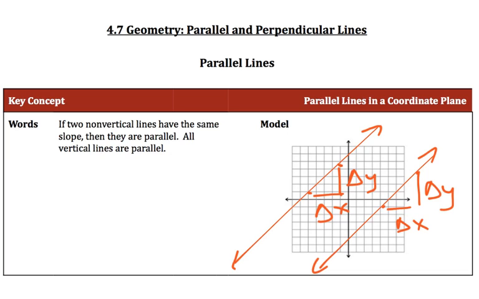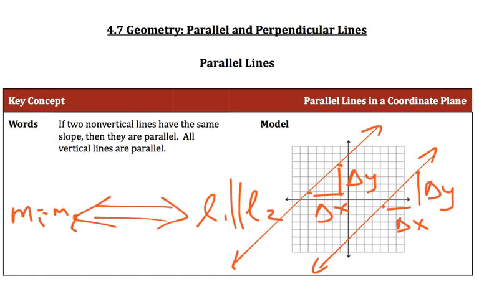And so what this means is, kind of back and forth, either going to the left or going to the right, if I know that I have equal slopes, I also know that their lines are going to be parallel to each other. And vice versa. If I have parallel lines, I would also know that their slopes would be equal.